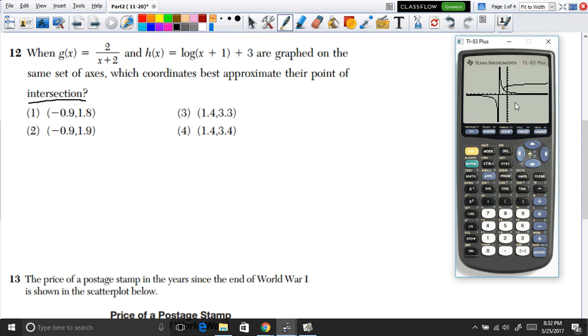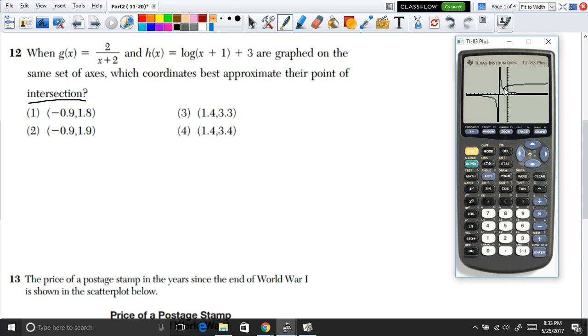Okay, so if we graph this, let's look at the following. Maybe we should have done one at a time. So now this is our g of x. It's 2 divided by x plus 2. If we graph this, this is the function of g of x here. Now, if we put on top of it the other function, which is the log of x plus 1 plus 3, that is right here. Now, we want to find out the point of intersection. Notice that it is about this point right here where they intersect.